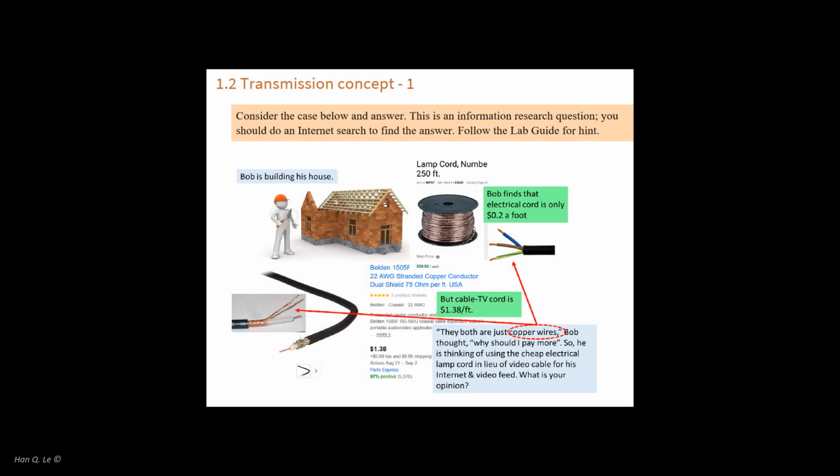Bob is building his house. He is considering the wiring of the house, electrical, cables for TV and internet. He observes electrical cord that is 20 cents a foot, and cable TV cord $1.38 a foot. On the open ends, they look comparable. Both have 3 copper conductors of similar size. He was wondering whether he should save using the electrical cord instead of the cable TV cord.